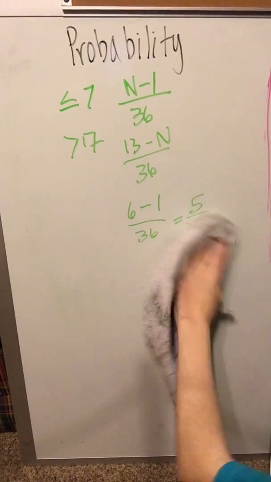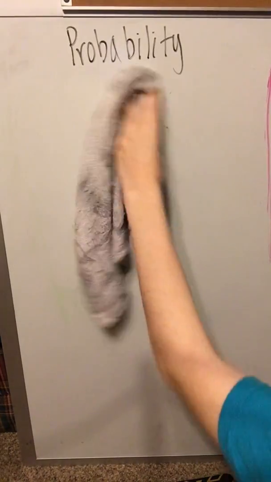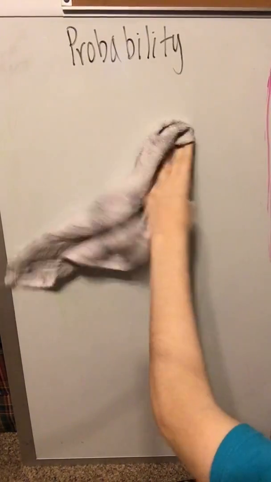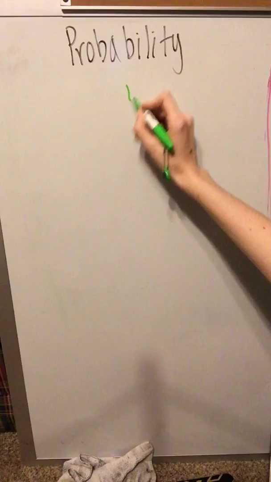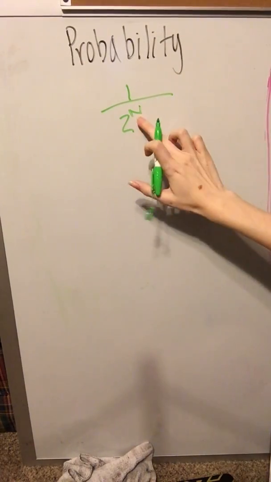So now we'll move on to coin flips. Coin flips will either ask you heads or tails, and then they'll also tell you how many times you flip the coin. So your equation to memorize is 1 over 2 to the n. So n is the number of times you flip it.